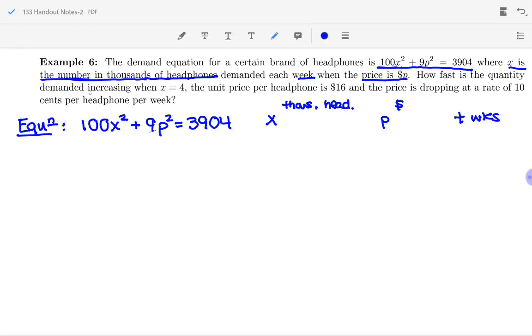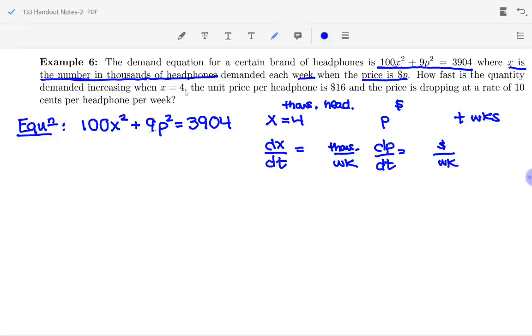So I want to know how fast is the demand increasing when x equals 4. It doesn't mean they're selling 4 pairs of headphones. That means they're selling 4,000. And so from that, we're going to get our dx dt when we take the derivative. And then we have our p and our dp dt, which we should also write in here too. So dx dt is going to be in thousands per week, because x is in 1,000 headphones and t is in weeks. And then our price is going to be in dollars, so this is going to be in dollars per week for dp dt.